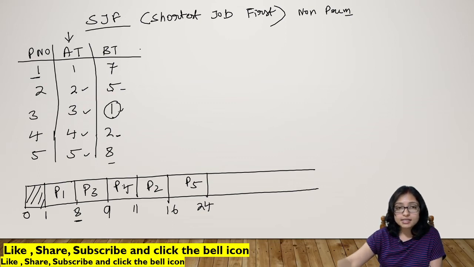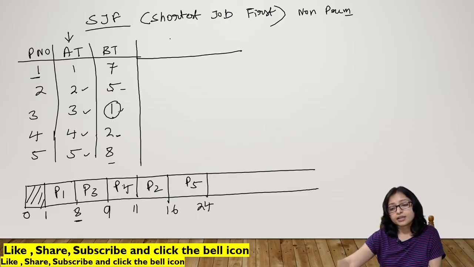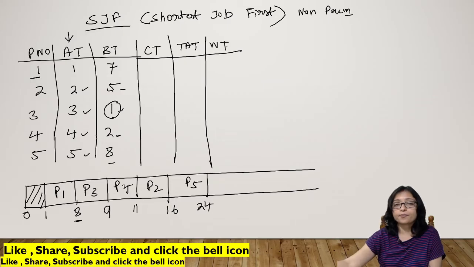Now the next task is to find the completion time, waiting time and turnaround time. So just do it quickly. What is completion time? What is turnaround time? And what is waiting time? For completion time, again go from this side. When you go to this side, that is 24. Who is 24? P5 is 24. So put P5 as 24. And here it is 16.